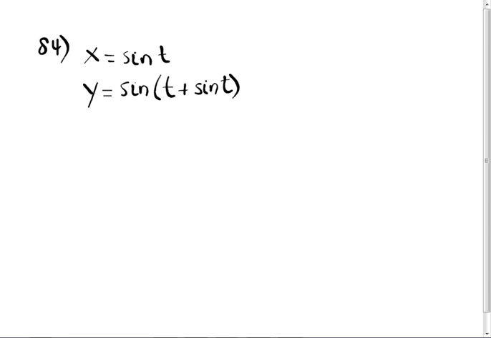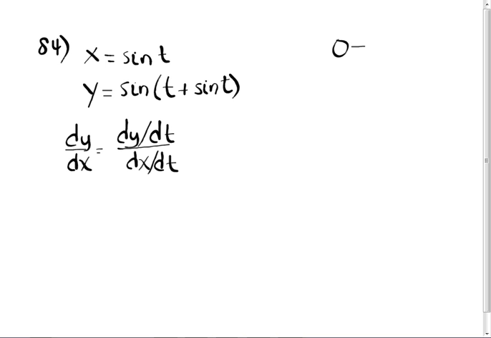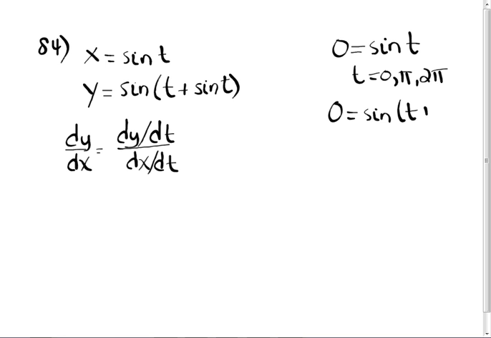How do you find the tangent lines? You have to find dy/dx, right? Which is dy/dt divided by dx/dt. And I know it's the origin. So what's t? 0 equals the sine of t, so t is equal to 0, pi, 2 pi. I want the first place that these times intersect. And 0 is equal to t plus the sine of t.